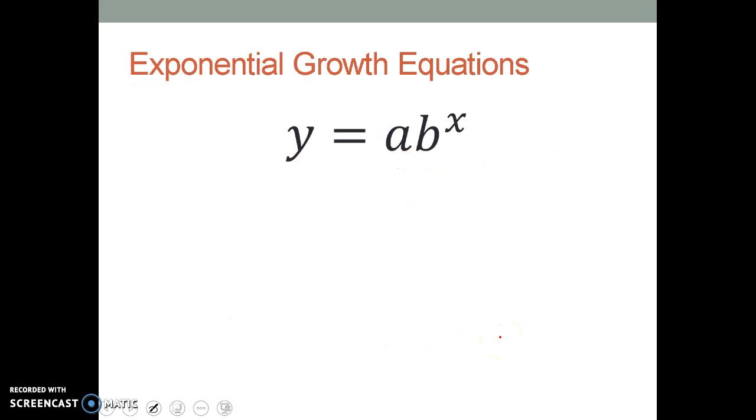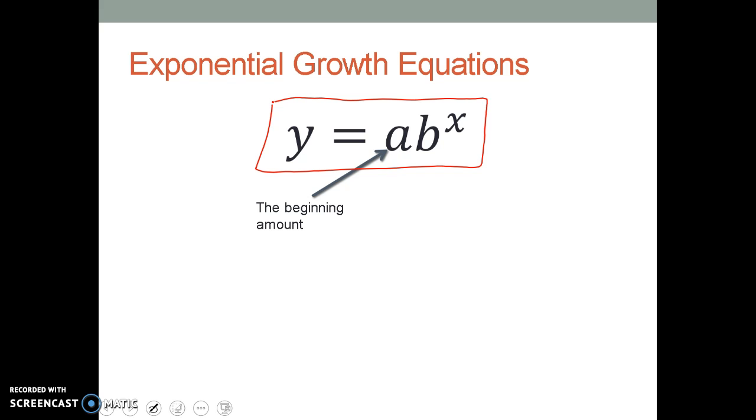The form for exponential growth functions looks like this. Y equals a times b to the x. And the a is the beginning amount. The last example with the rumor, we started with 1 person knowing about the rumor, and so we had a equals 1. The b is the growth factor, and so our growth factor with the rumor was 3. We multiplied it times 3 to the x power. So if after 5 periods, the x would be to the 5th power. After 6 periods, the x would be to the 6th power. And so the 3 is the growth factor.